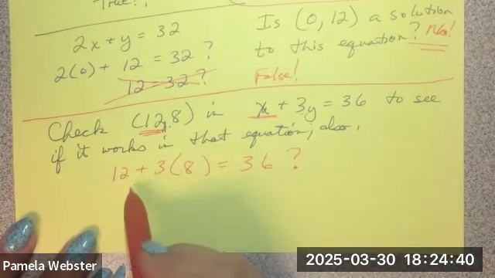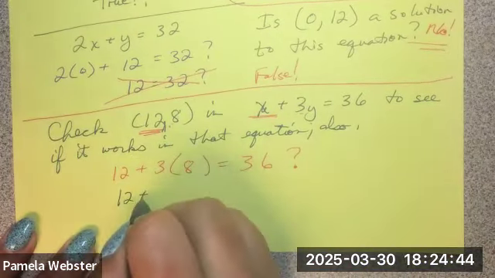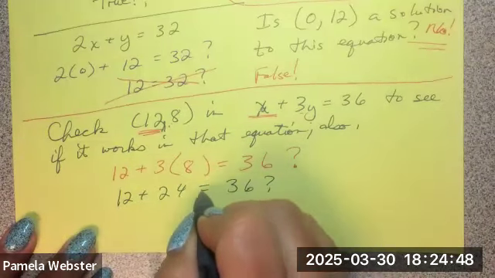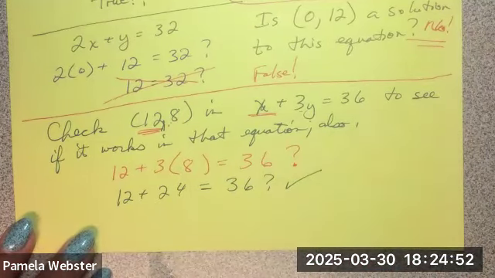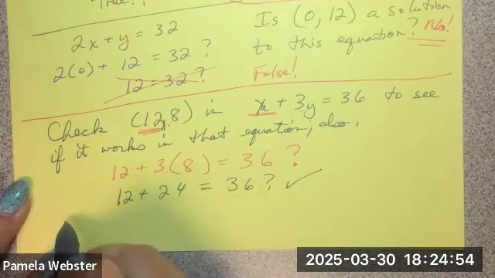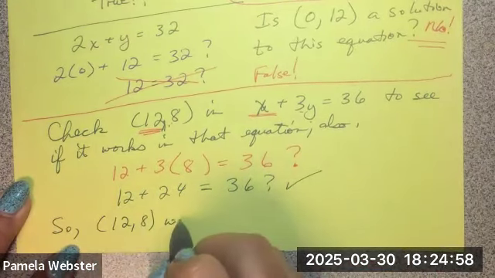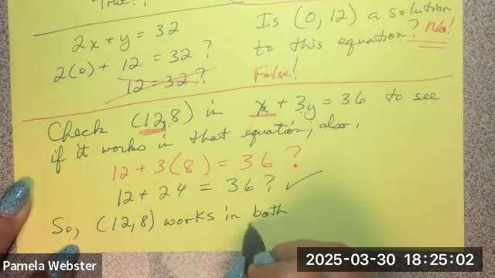So here we go. What do we got? 12 plus 24 equals 36, question mark. And sure enough, yep, it works there too. So (12, 8) works in both equations. You have to check both.